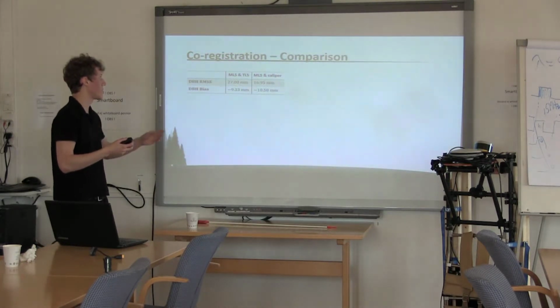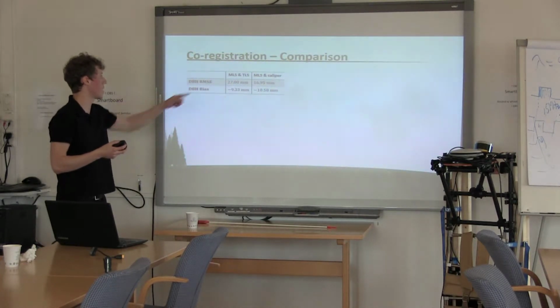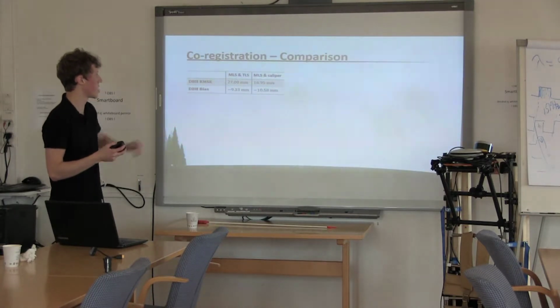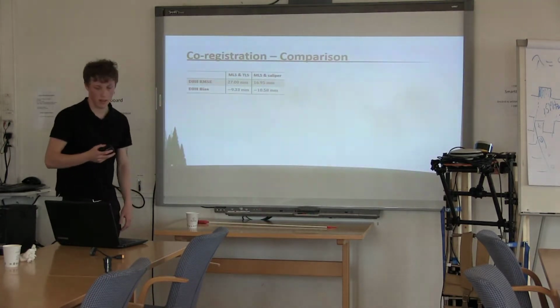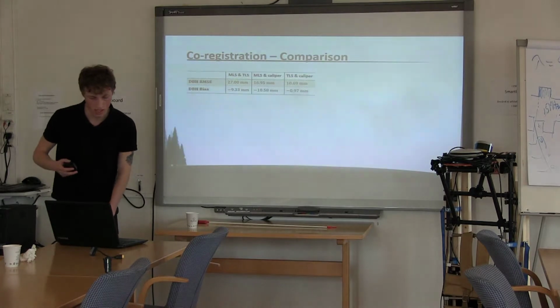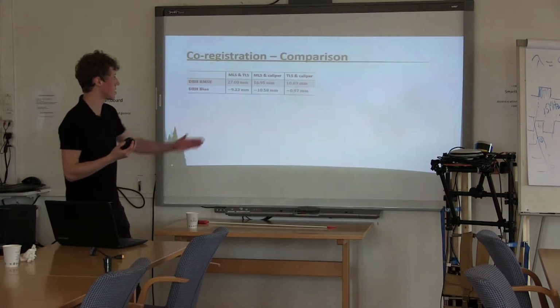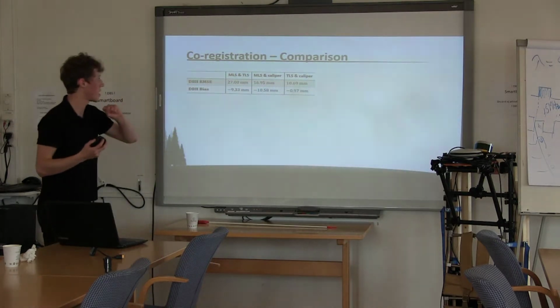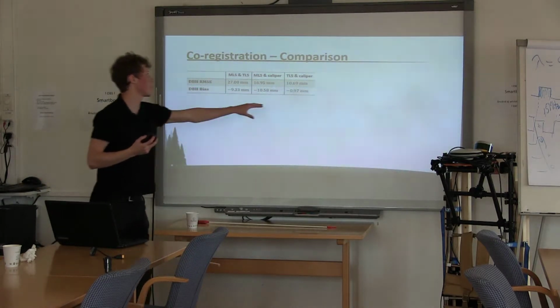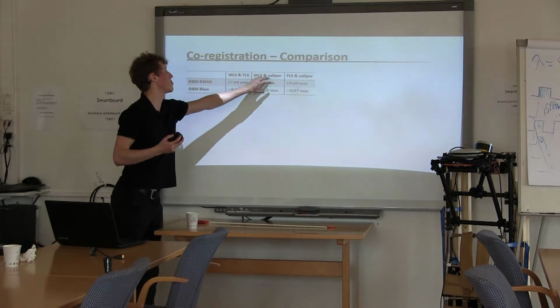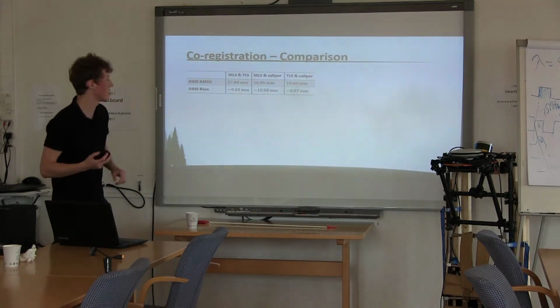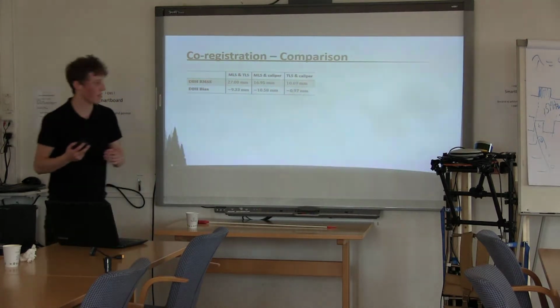The DBH RMSE and the DBH bias is what I'm showing here, and you can read the numbers. If we do this also for the TLS and caliper measurements, we see these values, and roughly it's smallest, middle, and then the largest values here, except for these two.